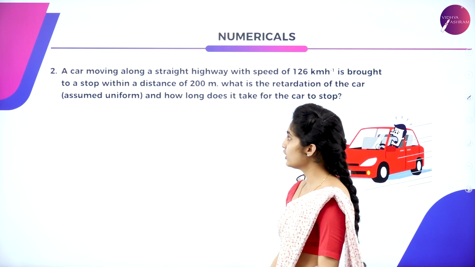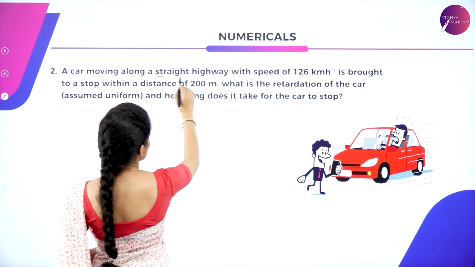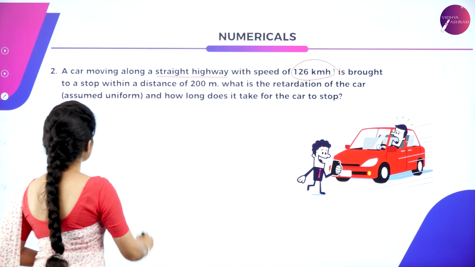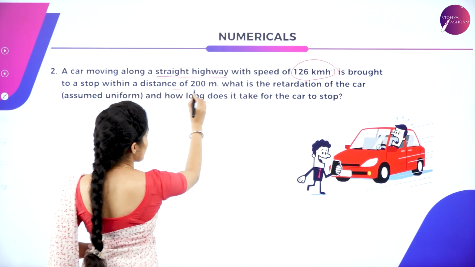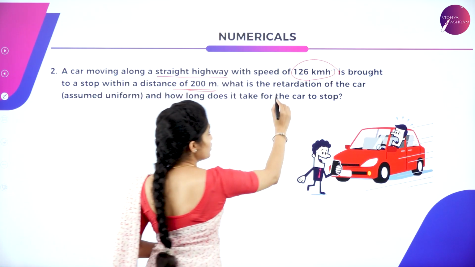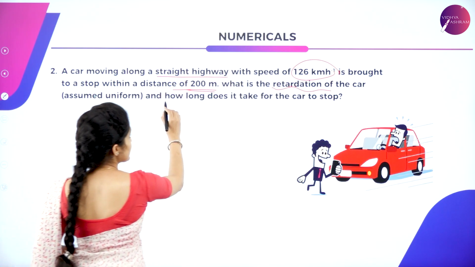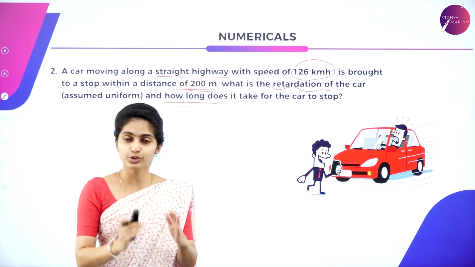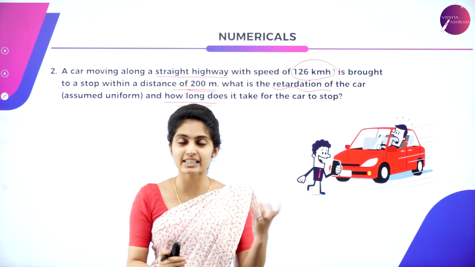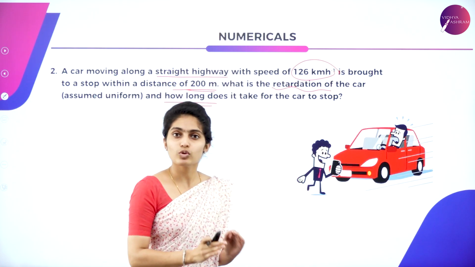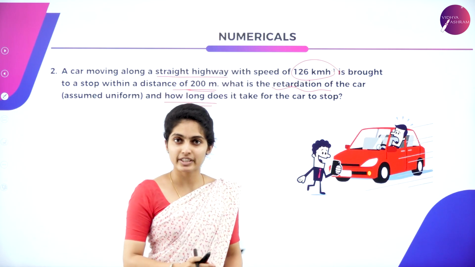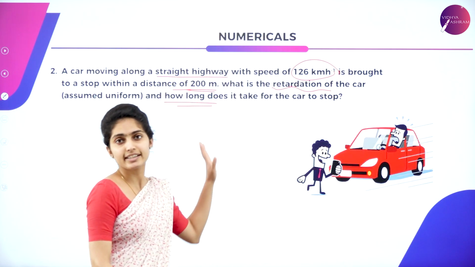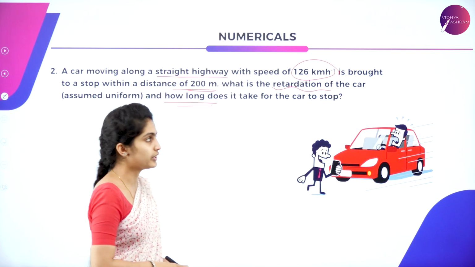Now let us go to the second one, that is a car moving along a straight highway with a speed of 126 km per hour. It is about to stop within a distance of 200 meters. We have to find out the retardation of the car as well as the time, that is how long does it take for the car to stop. As you can see in this image, I have told you in numericals you are supposed to visualize things. Here the figure won't be given to you in your exams, only the questions will be given. By reading that question you have to visualize or imagine the image, then you can easily get into how to write out the given and how to go on with the numericals.